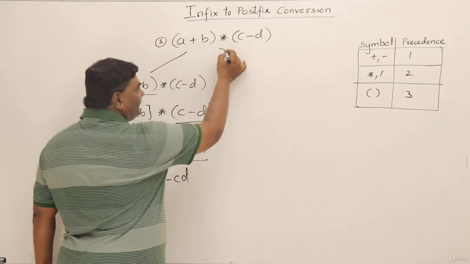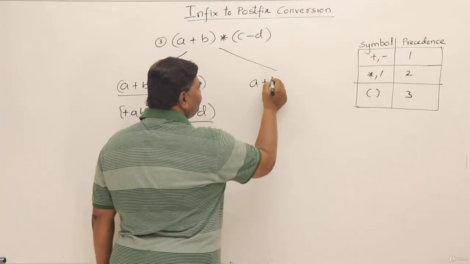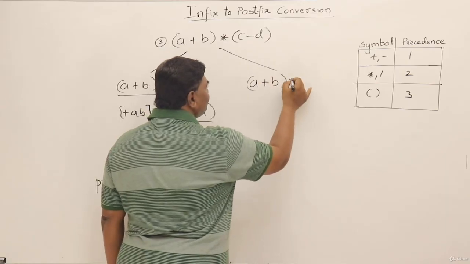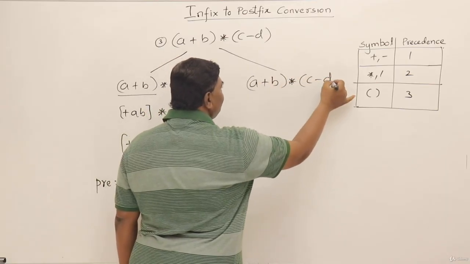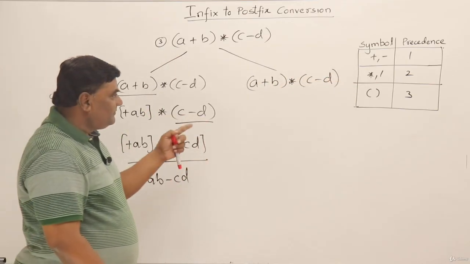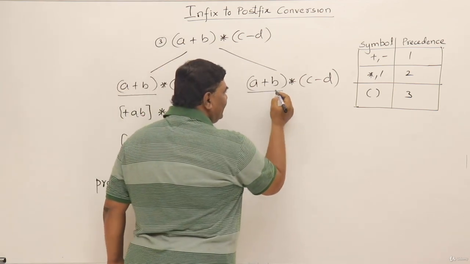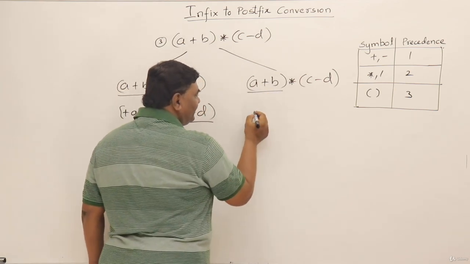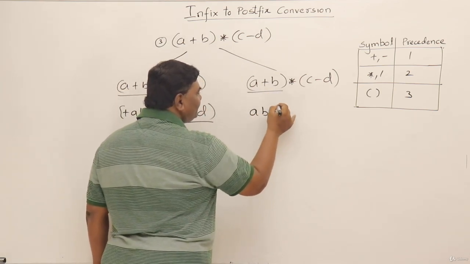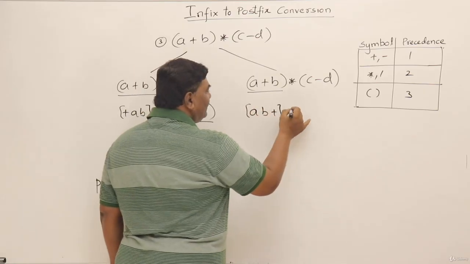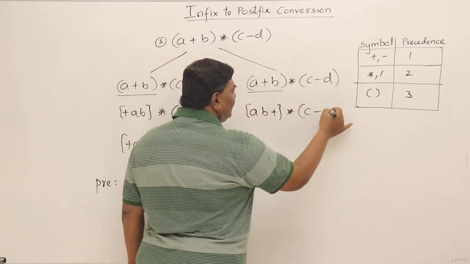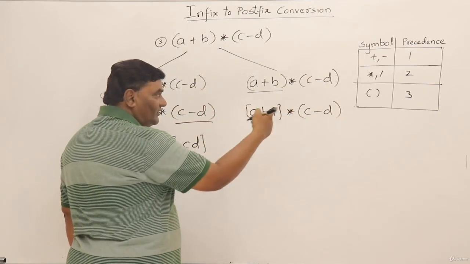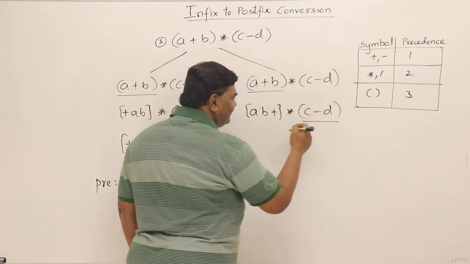Then let us write the postfix form of this expression, (A plus B) star (C minus D). Now which one first? Two brackets are there. So left hand side bracket first. So this one in the postfix form, AB plus completed, star, then C minus D as it is. Now next bracket, this is C minus D. This has to be done.